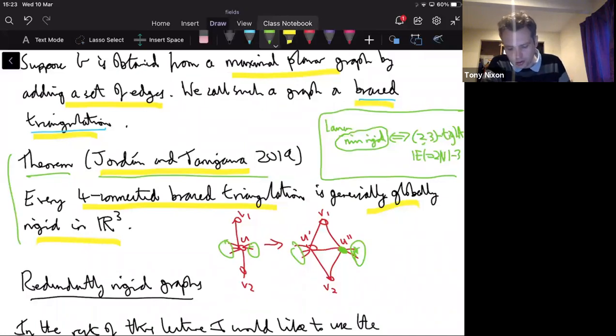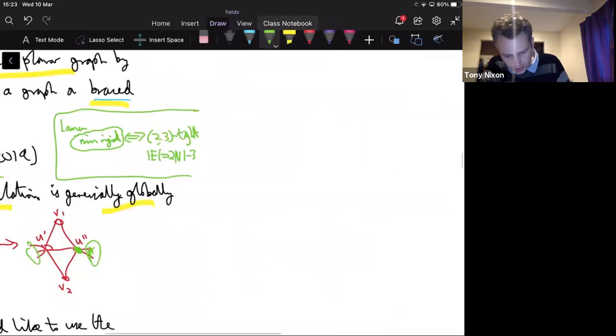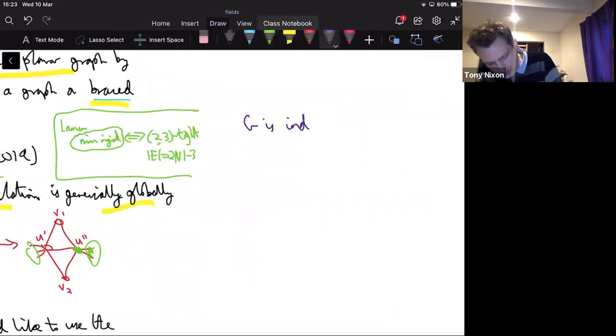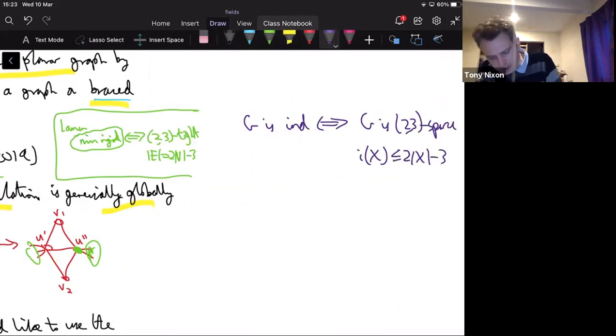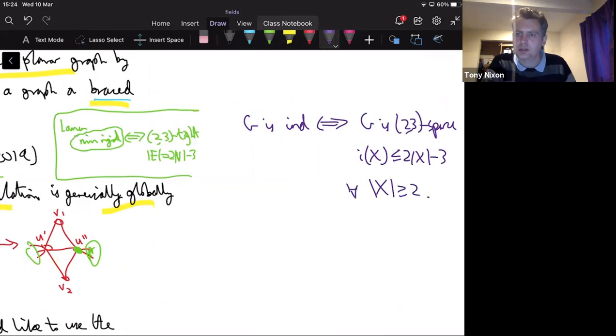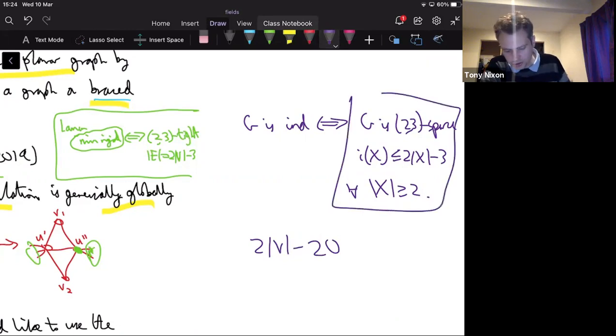But the theorem is automatically a bit more general than that and says that the graph is independent if and only if it's 2-3 sparse. So if and only if you have at most 2x minus 3 edges for all x greater than or equal to, with at least 2 elements. And so what that's saying is if I give you a graph that happens to have, say, 2v minus 20 edges, if it satisfies the sparsity condition, then we know it's got exactly 17 degrees of freedom. So there'll be exactly a 17-dimensional space of infinitesimal motions.